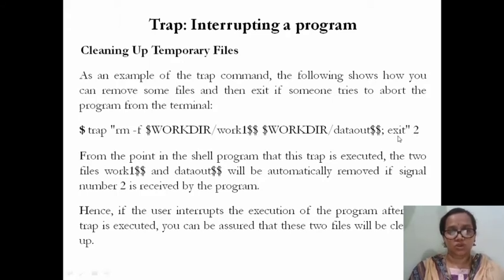Here, in the working directory we are working with two files, and what it is doing is removing them as soon as it gets an exit 2 signal. Hence, if the user interrupts the execution of the program after this trap is executed, you can be assured that these two files will be cleaned up. So here the trap will take care of cleaning up these files.